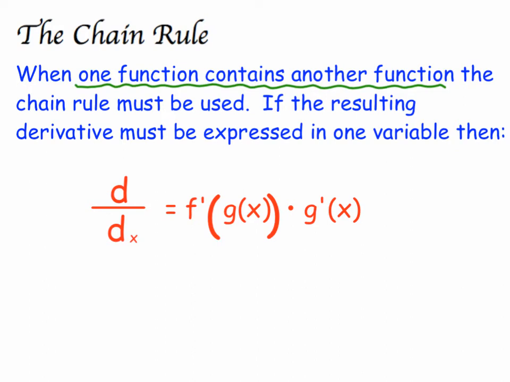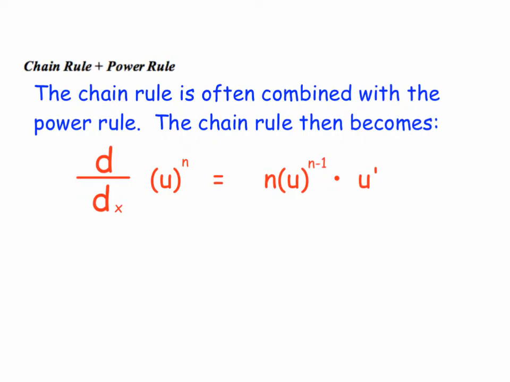The chain rule. The chain rule is used when one function contains another function. So what ends up happening is you take the derivative, either using the power rule or the product rule or the quotient rule, and together with taking another derivative. As mentioned, the chain rule is combined with the power rule.